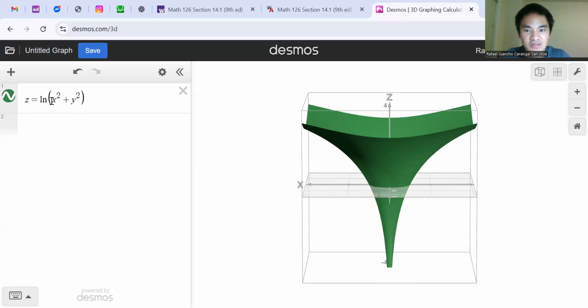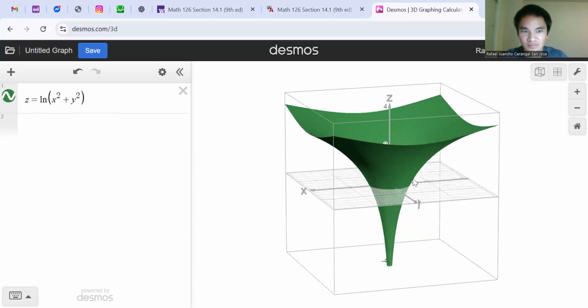So if we want our x-intercept, we make y and z 0. So we're left with 0 equals ln x squared. We take the natural log, we get 1 equals x squared, and so x is just negative 1 and 1. And then same goes with y, negative 1 and 1.